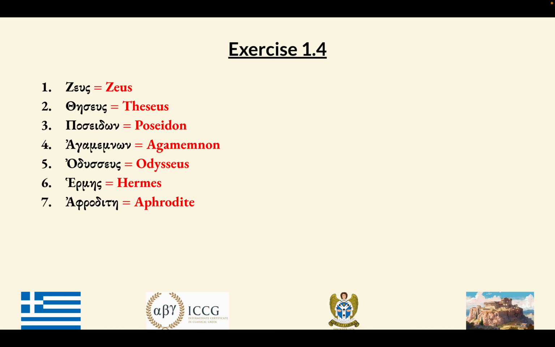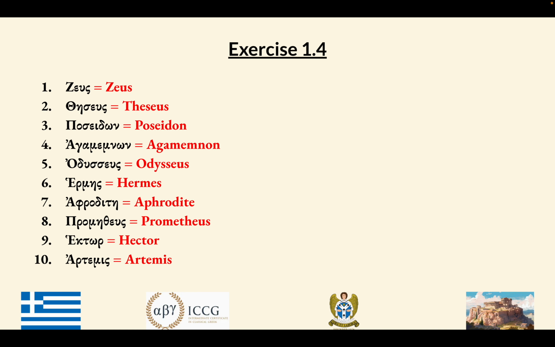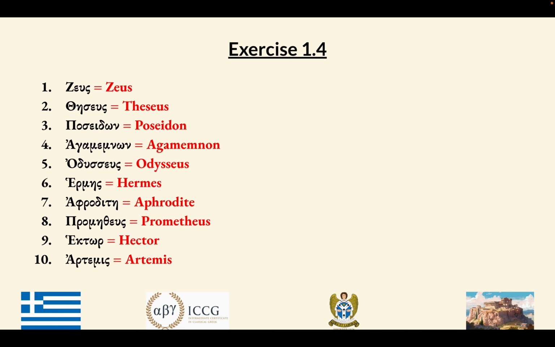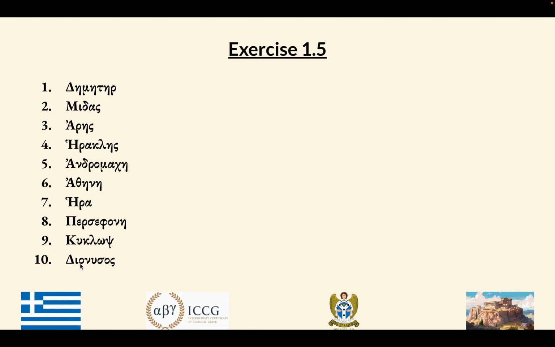Okay, then Aphrodite, Prometheus, Hector, Artemis, and that's it. So just bear in mind again to make the comparison. Hector, rough breathing before the epsilon because it's a capital, so that's why it goes to the left. Then similarly, smooth breathing before the letter A, the capital alpha, at the beginning of Artemis.